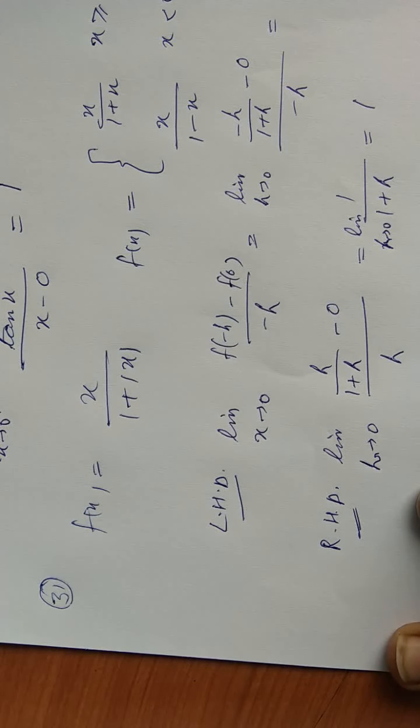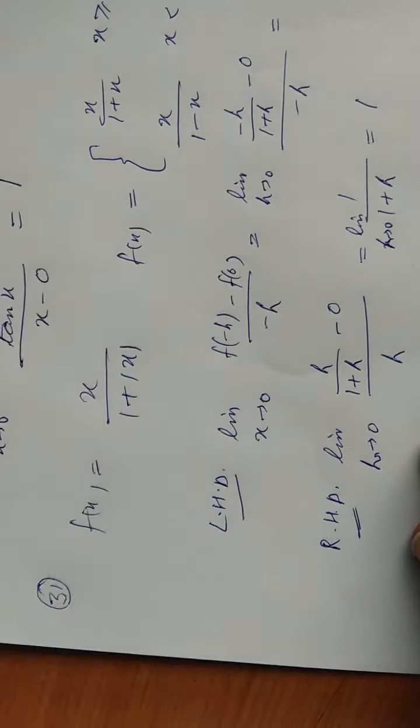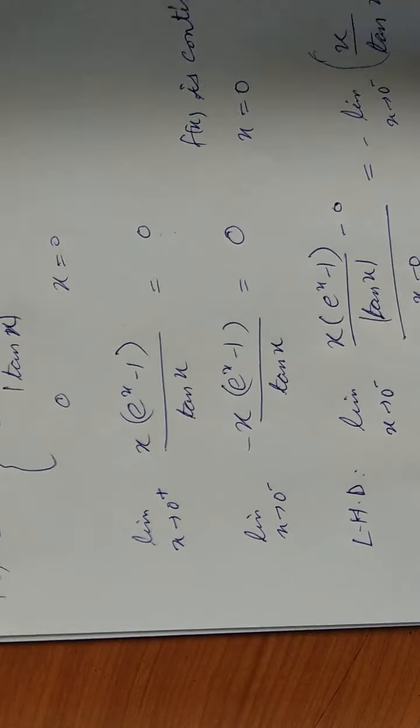Moving on to the next question, question number 34. It wants us to check the differentiability of the function f(x) is equal to |ln |x||. Let's draw the graph of this function.